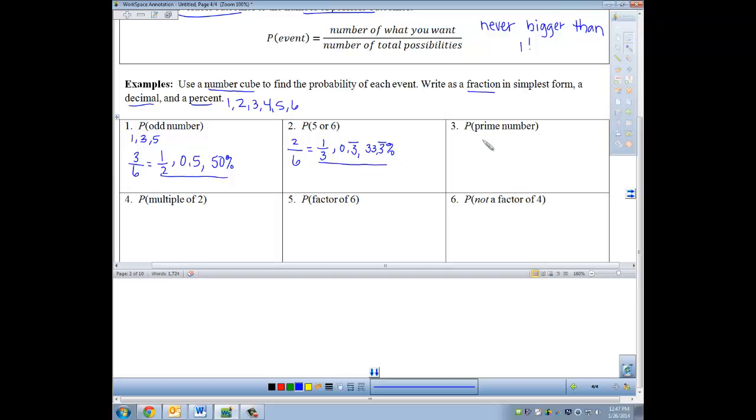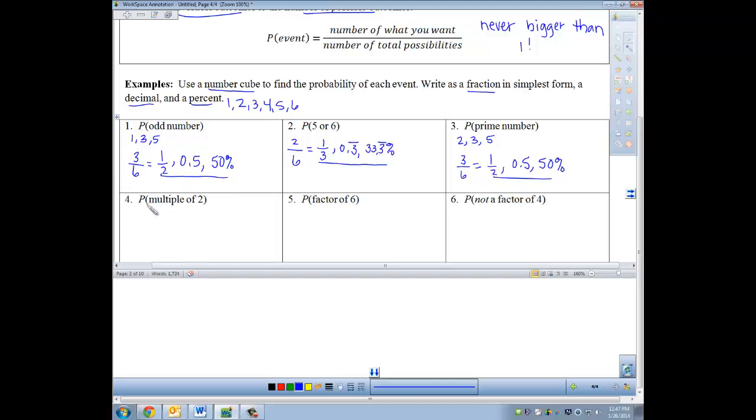Number 3, we want a prime number. A prime number is a number that can only be divided by 1 and itself, and 1 is not prime. So 2 is prime because we can only divide it by 1 and 2. 3 is prime, we can only divide it by 1 and 3. And 5 is prime, we can only divide it by 1 and 5. 4 is not prime because you can divide it by 2. 6 is not prime because you can divide it by 2 and 3. So we get 2, 3, and 5, so 3 options out of a total 6. And again, that's going to give us 1/2, 0.5, or 50%.